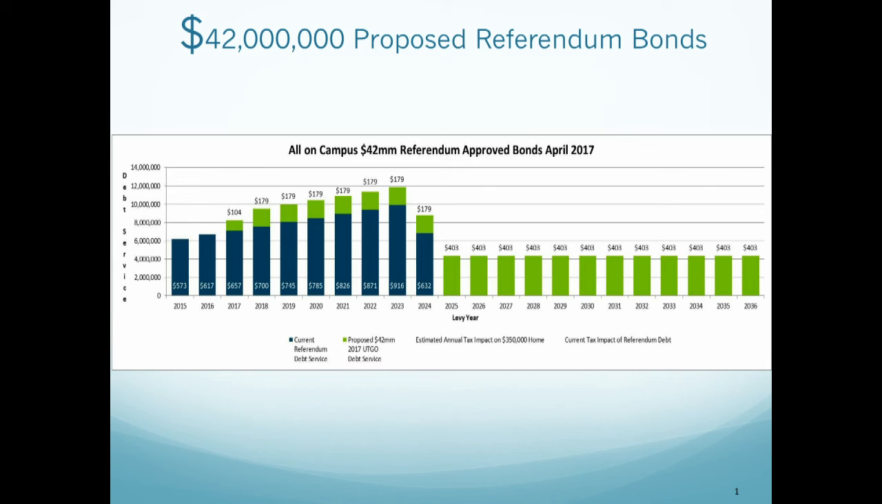Then you'll notice in 2025, there are no more blue bars because the current debt gets paid off. So that person's rate for the bonds is $403. Currently in 2017, they're paying $657. So there's a slight increase over 7 years of roughly about $180. But by the time the current bonds are paid off, in 2025, they're paying less than they're currently paying with the current debt, for all the projects that are being proposed in the referendum question. I'll ask Elizabeth to come up and just highlight a few things.